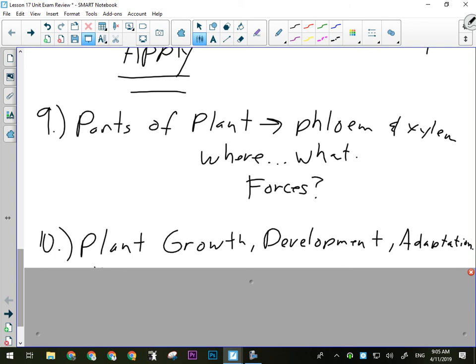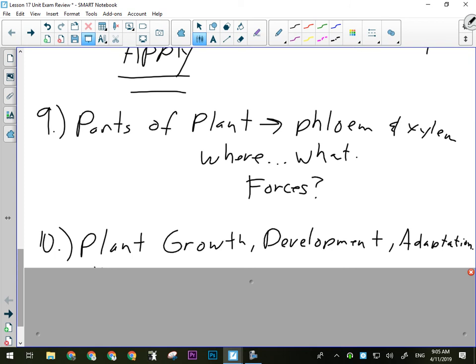Okay, that would be the plant hormones. So we need to know what auxins do, what gibberellins do, cytokinins, ethylene, and abscisic acid. What do all of them do? Again, that's going to be application type questions.